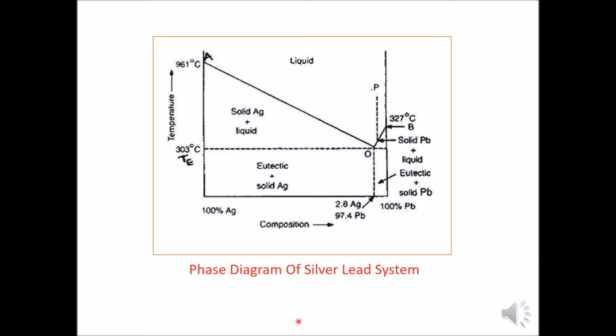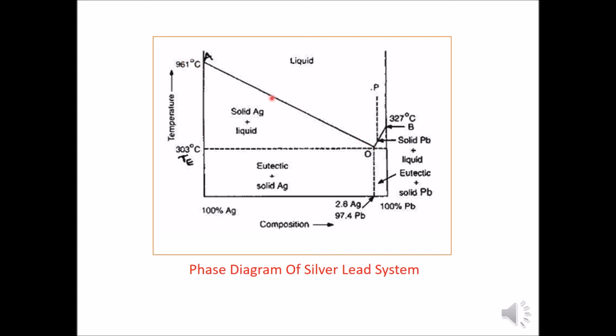So this is the phase diagram of the silver lead system. In this phase diagram I have also written 100% lead is present here, and here 100% silver is present. This is the melting point of silver and this is the melting point of lead. And here one thing you can see, by the addition of lead in silver, the melting point of silver is decreasing.